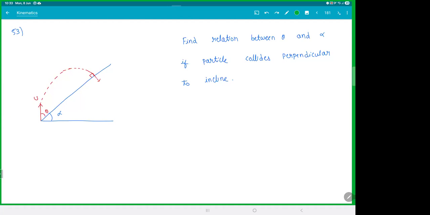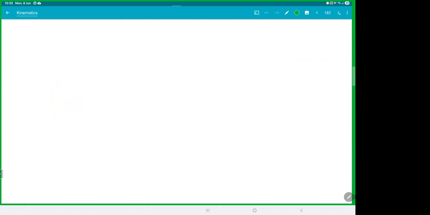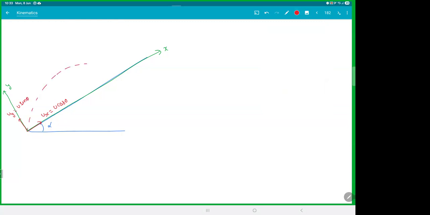Let's see. Story is always the same. Since you're throwing along the incline, choose your X and Y axis based on that. This is your X axis. This is your Y axis. This is your ux, which is u cos theta. This is your uy, which is u sin theta. And now you're telling me this guy is going here and hitting the incline perpendicularly. Means when you hit the incline perpendicularly, look at this, what is happening. Your final velocity Vx has become 0. That is the meaning of it.